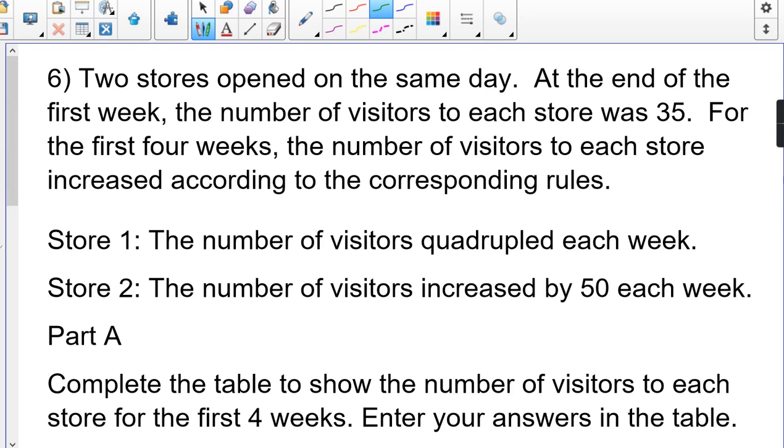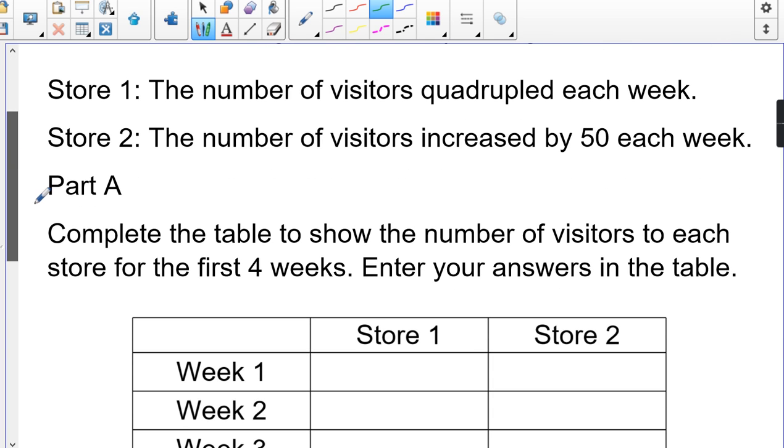Question 6. 2 stores opened on the same day. At the end of the first week, the number of visitors to each store was 35. For the first 4 weeks, the number of visitors to each store increased according to the corresponding rules. Store 1, the number of visitors quadrupled each week. Store 2, the number of visitors increased by 50 each week. Okay, so we just described 2 different stores and the number of visitors or customers they had at the store.